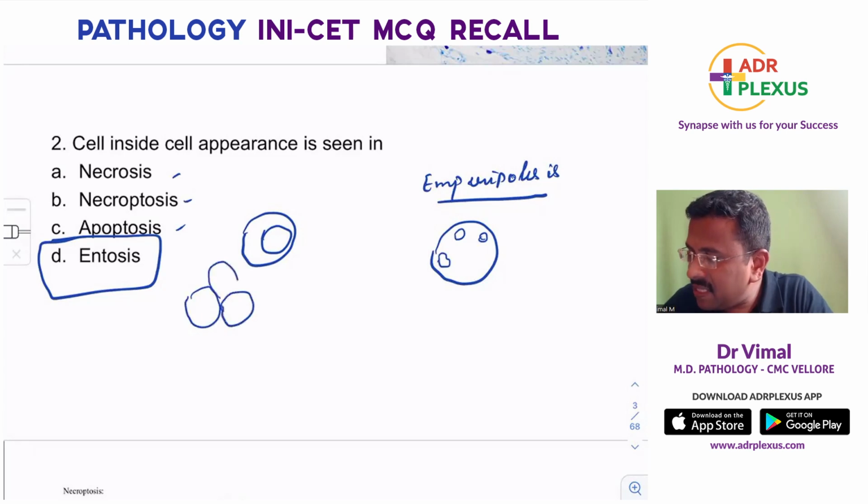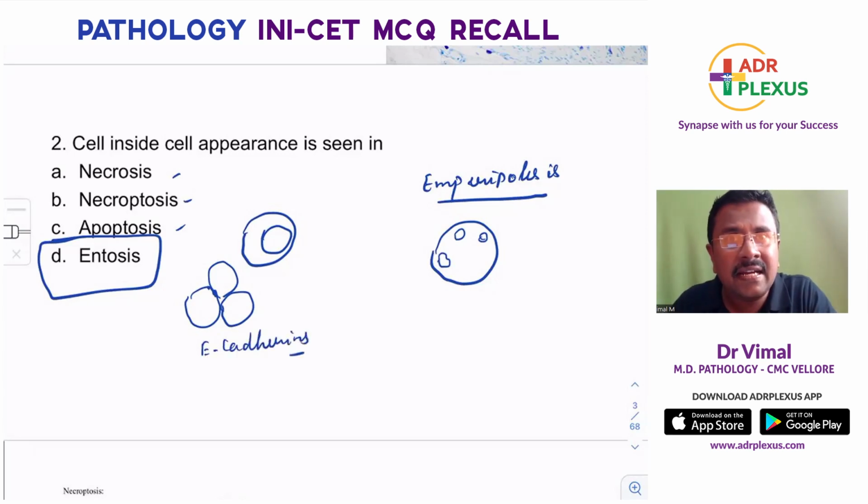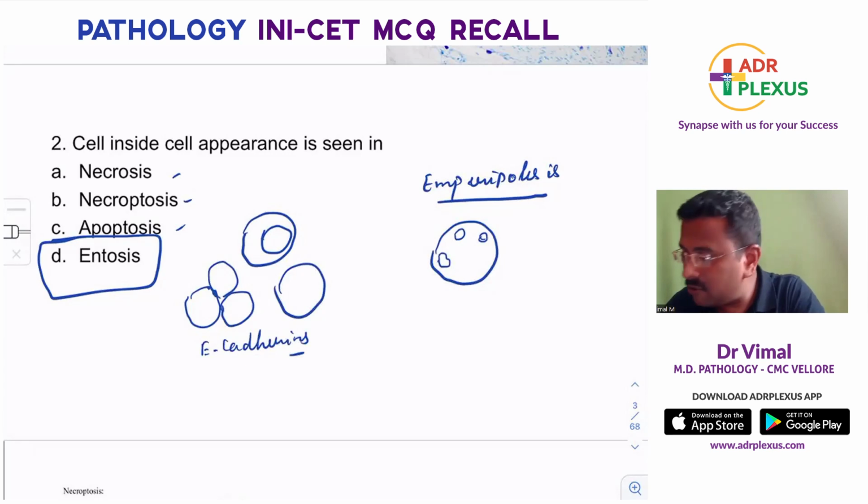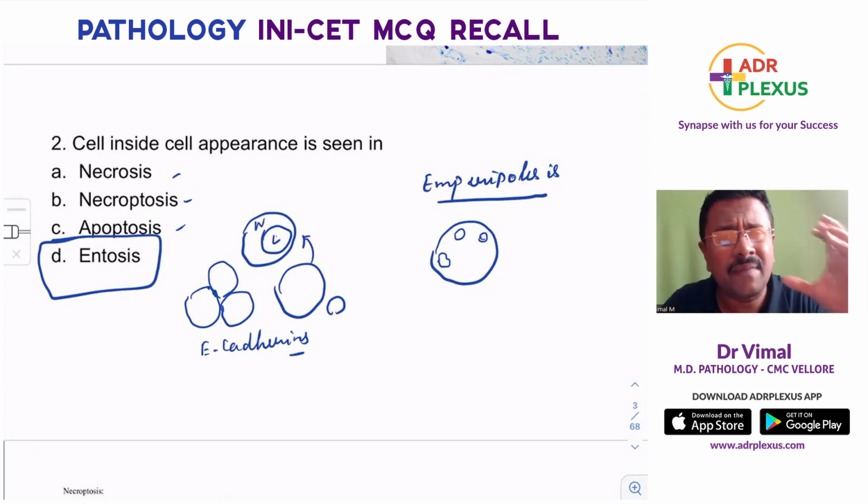But entosis occurs when there is a loss of the intercellular connections. You know that intercellular connection is via E-cadherins. When there is a loss of these E-cadherins, one cell, you call that the winner cell, and you call the other cell the loser cell. The winner cell will try to engulf, to swallow, the loser cell. So the loser cell goes inside the winner cell.